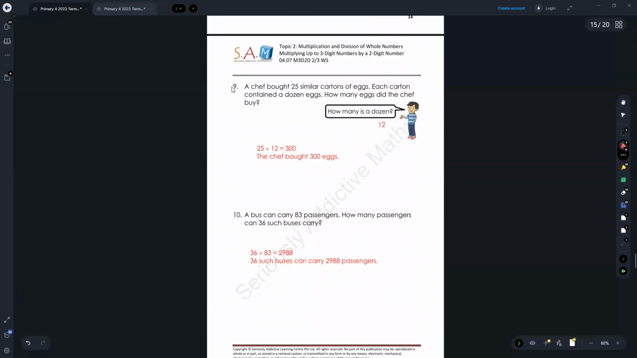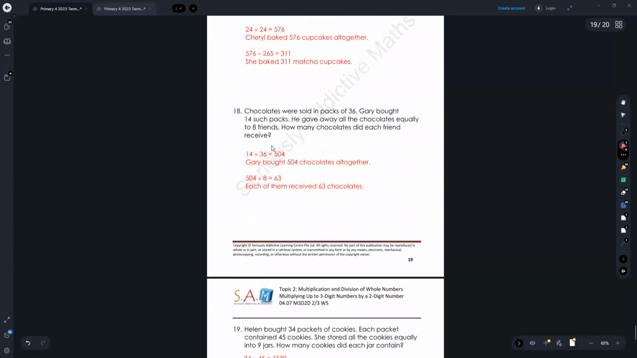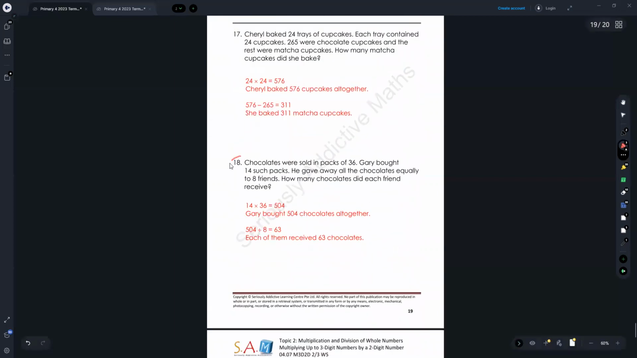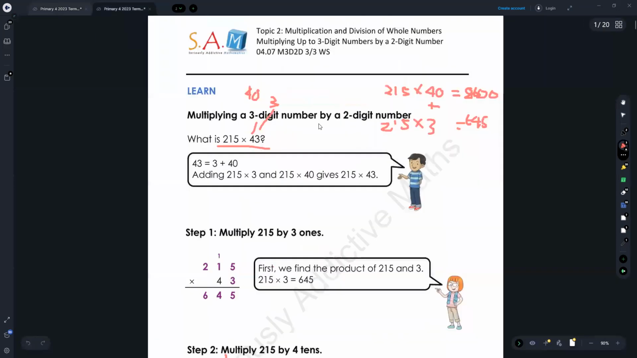So let's start with something simple, question 9, and then we do one more complex one that has two steps, so that they can be aware that some of the questions have 2 steps. So we can do question 18 here, where they need to multiply first and then divide. Because first of all, he bought these, and after that, he gave all of them equally to 8 friends.